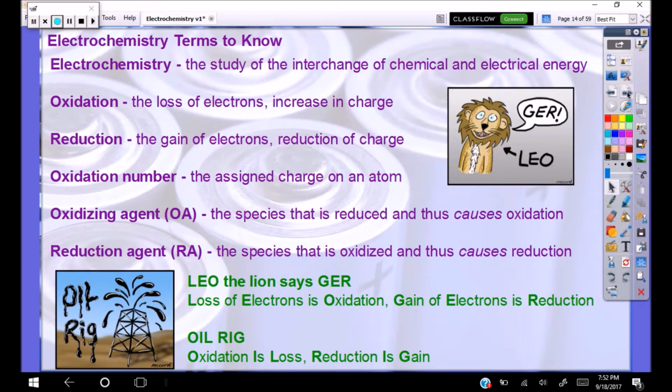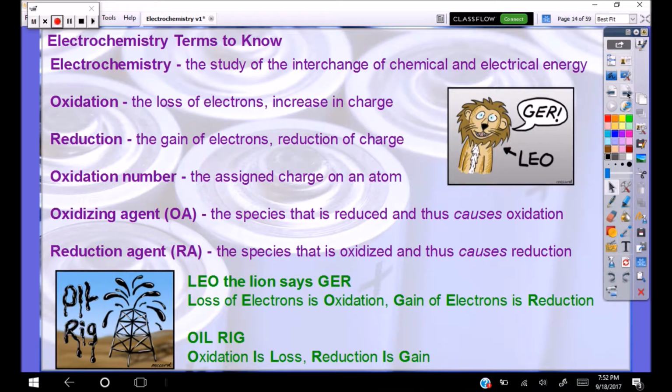Oxidation numbers we just talked about, that's the assigned charge on an atom. And then my favorite, oxidizing agent versus reducing agent. These terms are tricky. They're not very intuitive. They're often switched and confused. And when we look at the definition, the words in the definition are opposite that of what they are called.